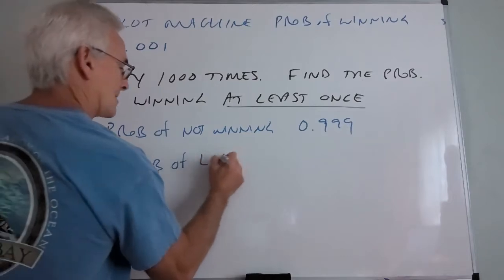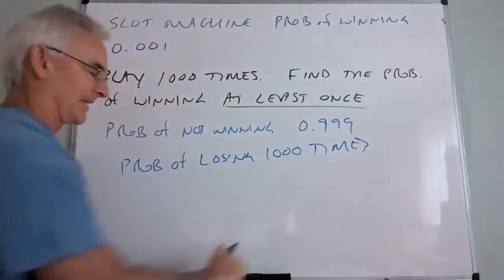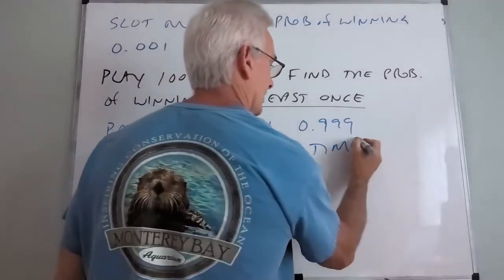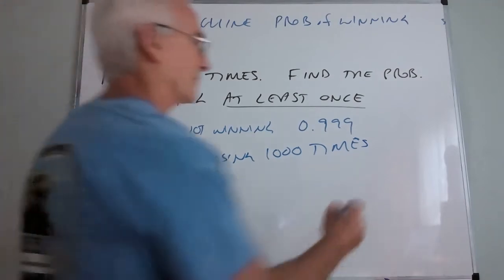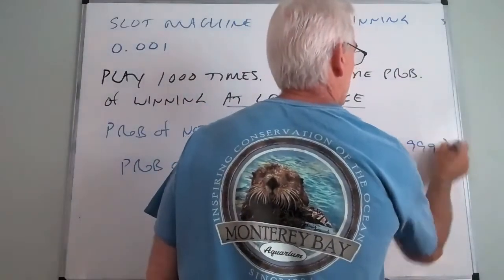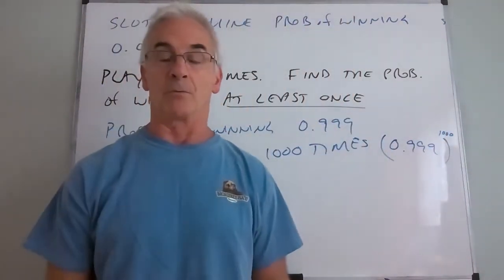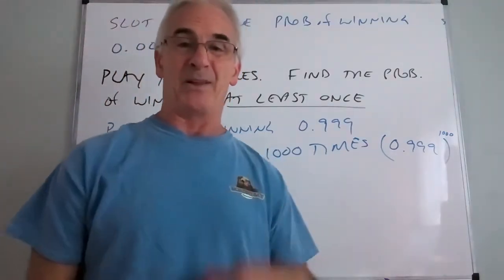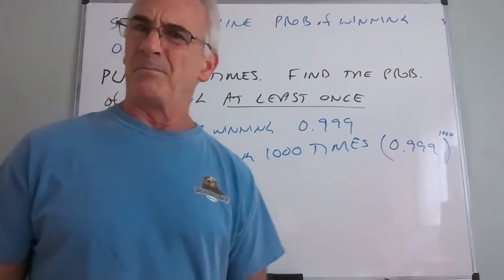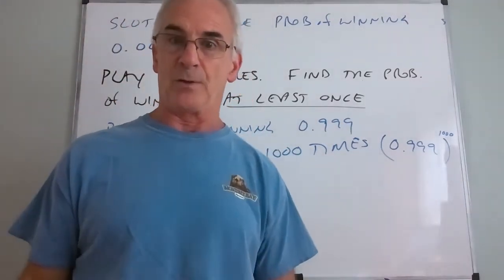What's the probability of losing 1,000 times? Anybody? What would be the probability of losing all 1,000 times? 0.999 to the 1,000th power. Exactly. That is the probability that I just lost 1,000 times in a row. By the way, my probability of winning is not very good, so every time I play, I'm probably going to lose. But that number is not 1. I'm not guaranteed I'm going to lose 1,000 times in a row. That number is not 1.